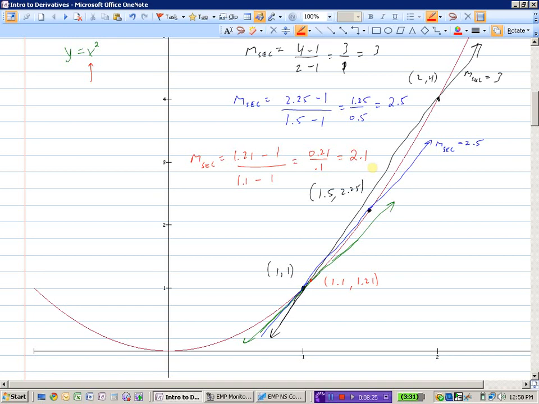Closer yet, right? We would see that that red line would now be very close to the slope of our tangent line, but not exactly. So we could go 1.01 as our second point, and we could get a y value, and we could do a slope, and we would get closer yet.